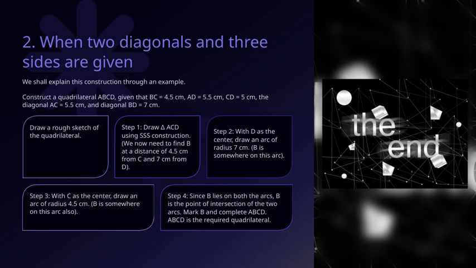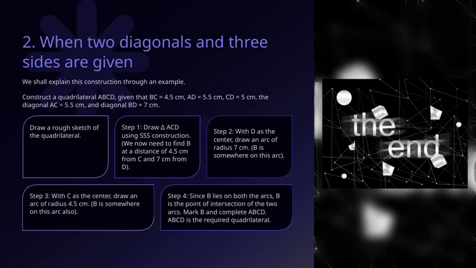The key insight here is that point B must lie on both of these arcs, since it's the point that satisfies both distance conditions. Finally, step 4. Find the intersection point of these 2 arcs, mark it as B, and then complete the quadrilateral ABCD. This intersection point B is crucial because it ensures all the given lengths and diagonals are satisfied, making ABCD the quadrilateral we need. This method highlights how geometric constructions can be precise and elegant, especially when working with given diagonals and sides.